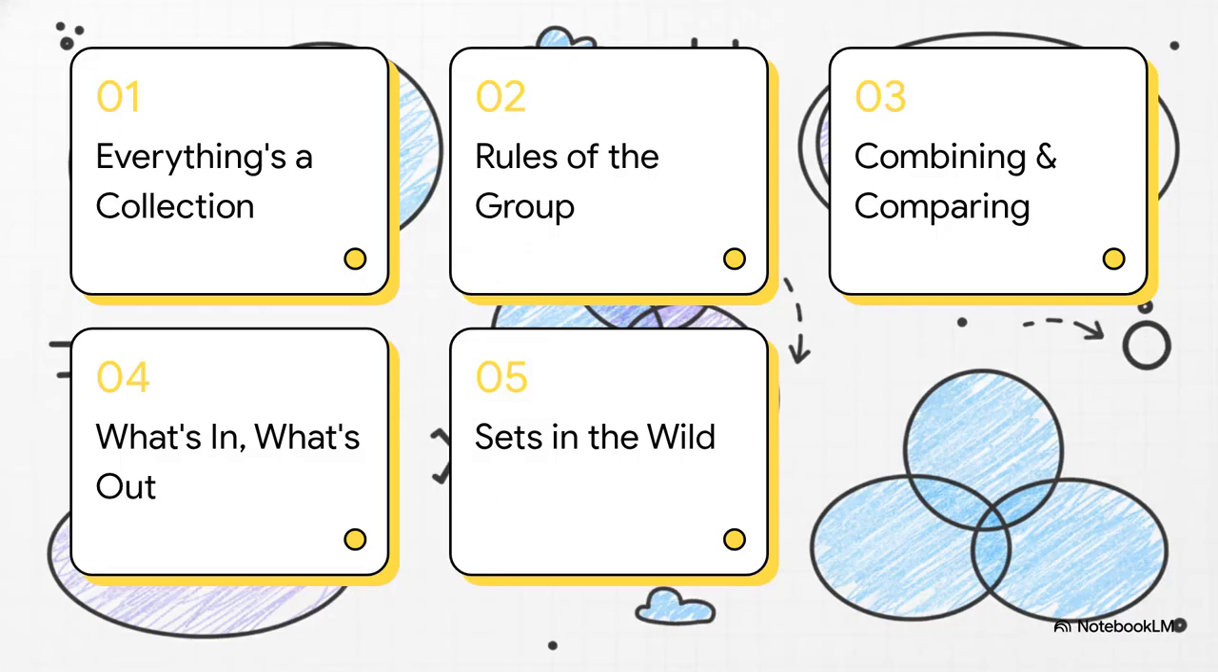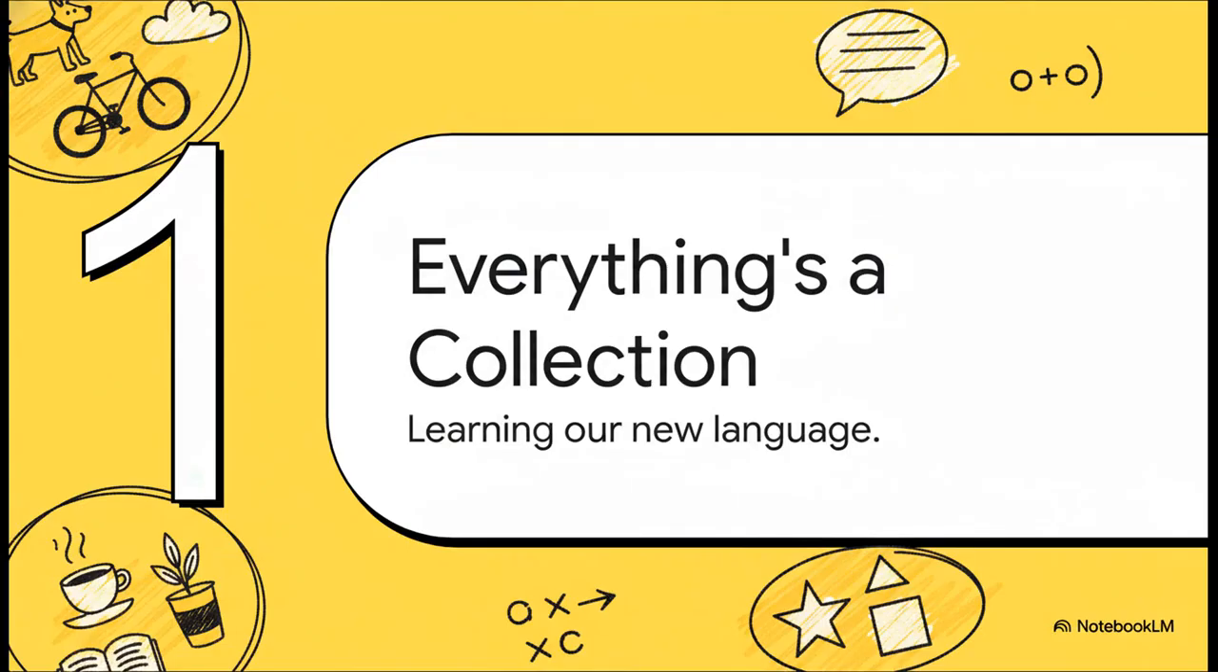So, here's how we're going to break it all down. First, what a collection even is. Then, the number one rule you have to know. After that, we'll see how to combine and compare these groups, how to figure out what's in and what's out, and along the way, we'll see how this stuff pops up everywhere. All right, let's start at square one.